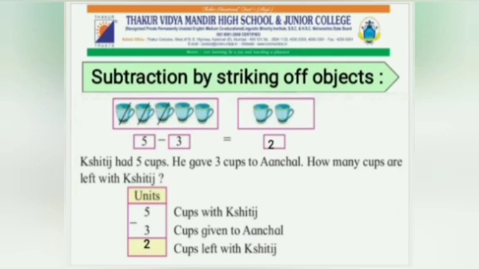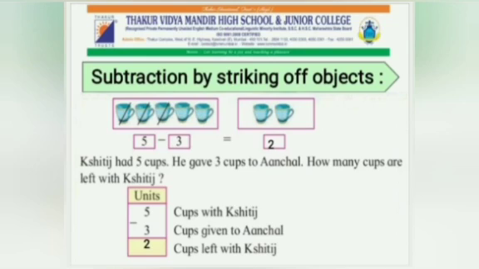Now let us solve the sum. Children, you all can see 5 cups. What is the sum? 5 minus 3. So from the cups, we strike out 3 cups. So now, how many are left? Yes, 2. Children, as it is a single digit number, only one column will come, that of units. Let us put the numbers in the proper place. So 5 minus 3: 5 cups with Kshitij and 3 cups given to Aanchal. How many cups are left? 2 cups are left with Kshitij.